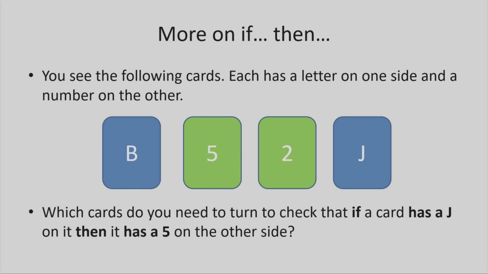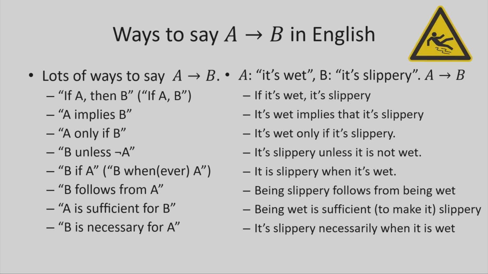So just to remind you, a while back we saw this puzzle, and this was our introduction into the if-then construction. You were trying to figure out which cards you need to turn to check that the following holds: if a card has a J on one side, then it has a 5 on the other side. So before we go on, let's talk about something really complicated. Let's talk about English. And math is easy. English is hard.